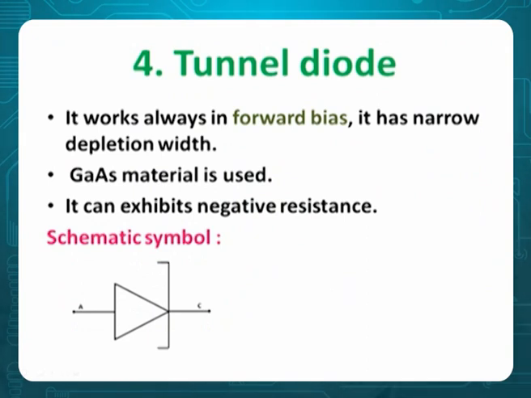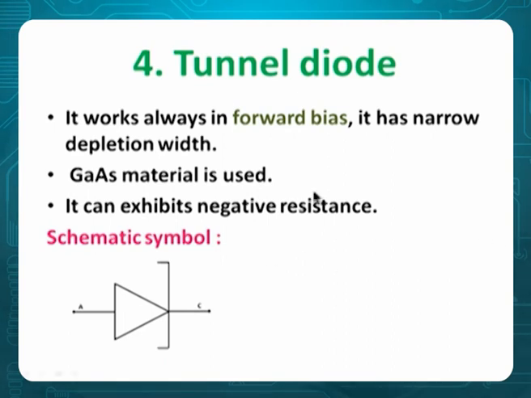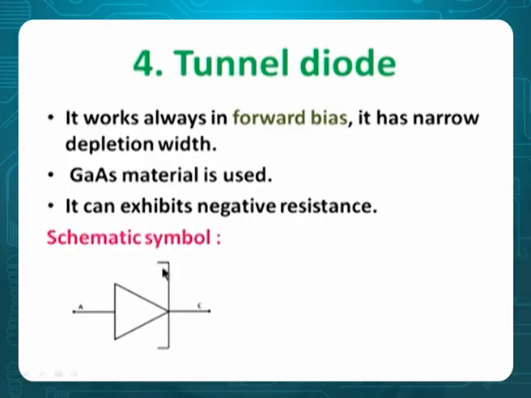Now I am taking you to the tunnel diode. It works always in forward bias. It has a narrow depletion region. You know why it works always in forward? Because as I told you, as doping is increasing, breakdown voltage is decreasing, and it's almost zero. So it is more popular in the forward. Gallium arsenide material is used, and it can exhibit a negative resistance region. The symbol is drawn like a tunnel.